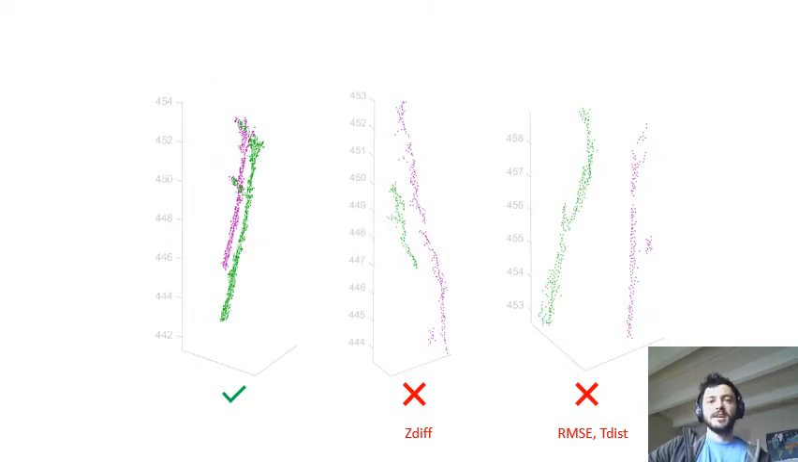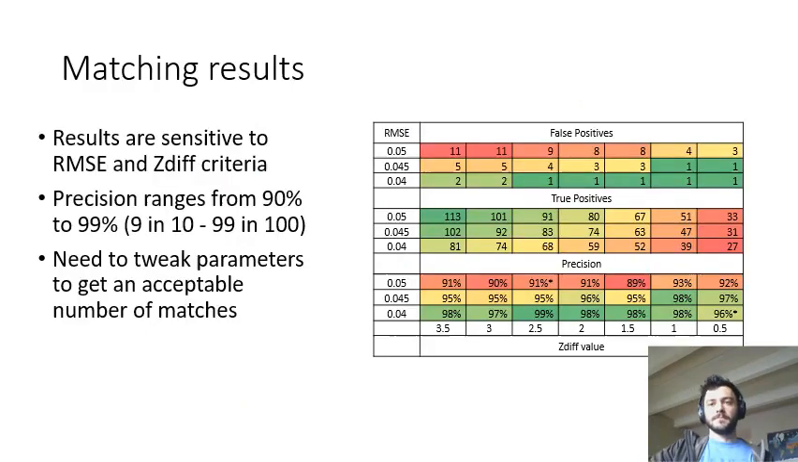So the one on the left is a match, it passes all of the matching criteria, and the 2 on the right are potential matches, but they don't pass the matching criteria, such as they don't have similar lengths, or they don't have a low enough RMS error in this case. And so that's how we can distinguish between trees that are close to each other but are not actual matches.